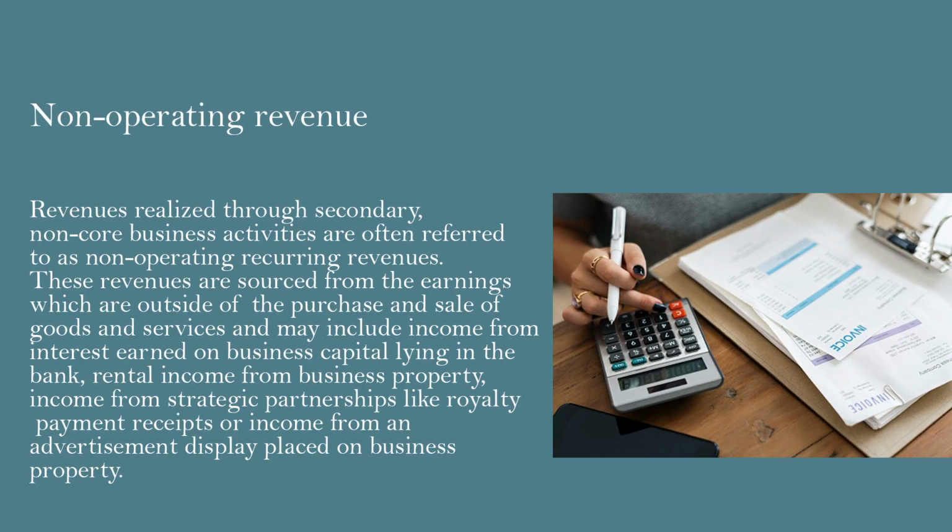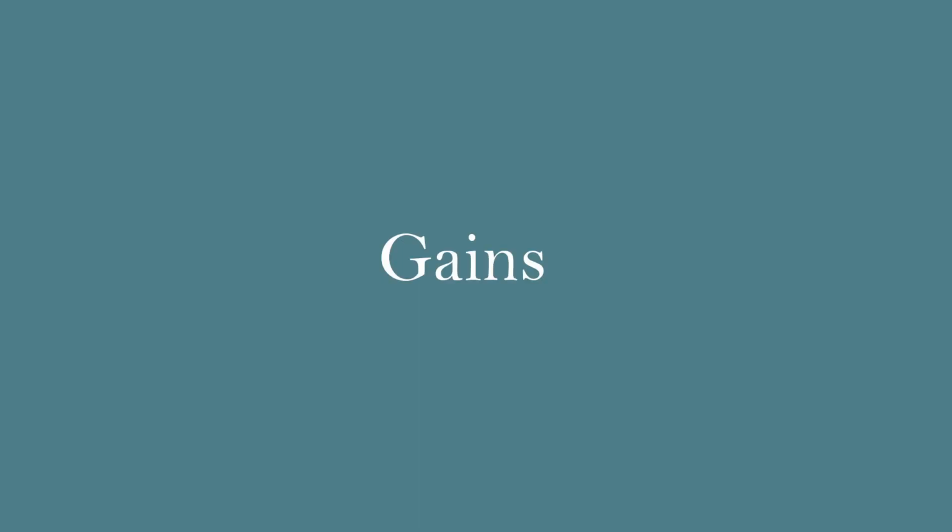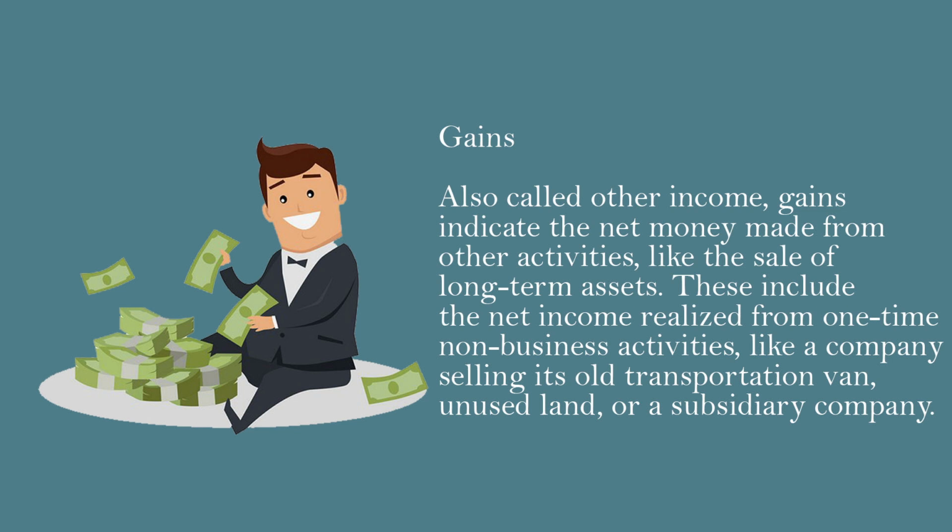Non-operating revenue. These revenues are sourced from earnings which are outside of the purchase and sale of goods and services. It may include income from interest earned on business capital lying in the bank, rental income from business property, income from strategic partnerships like royalty payment receipts, or income from an advertisement display placed on business property. Gains. Gains indicate the net money made from other activities, like the sale of long-term assets. These include the net income realized from one-time non-business activities, like a company selling its old transportation van and used land, or a subsidiary company.